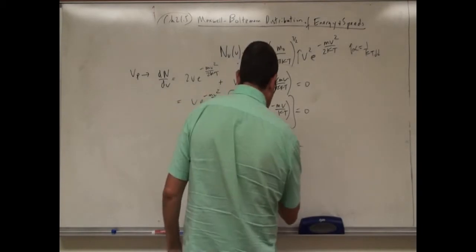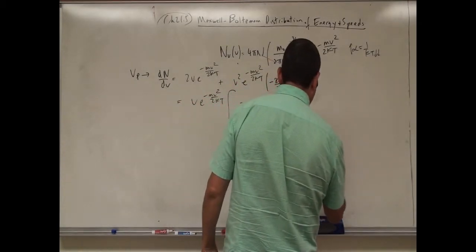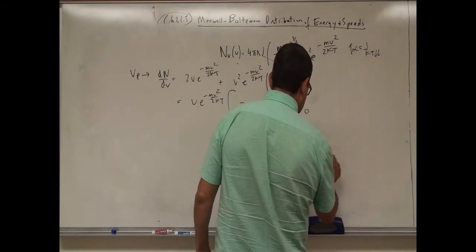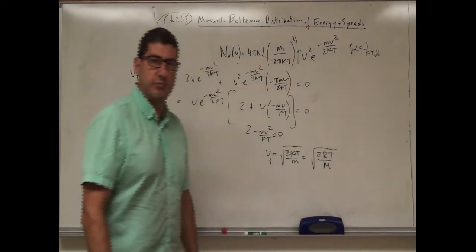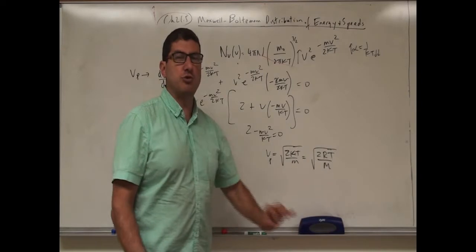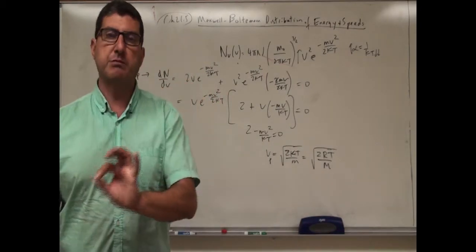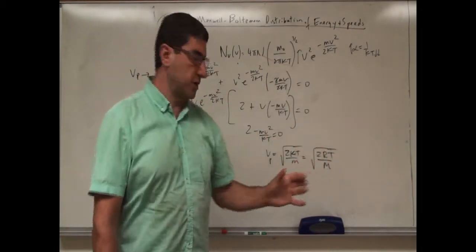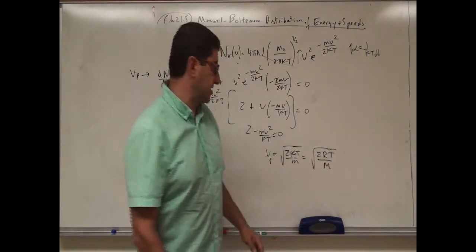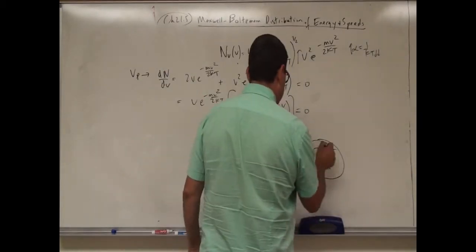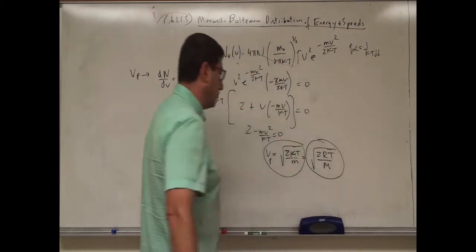This is Vp. We could also write it as 2k over m, which is the gas constant over the molar mass. This is more preferable because a lot of times we don't know the mass of each particle, but we know the molar mass of the gas. And then instead of the Boltzmann constant, we know the gas constant. So this is 2RT over M, and we can write it that way.